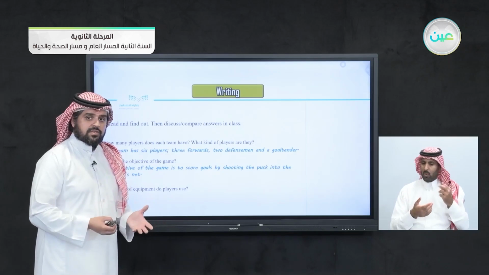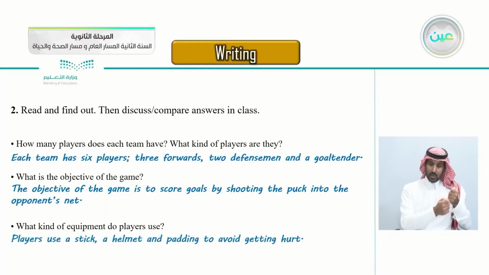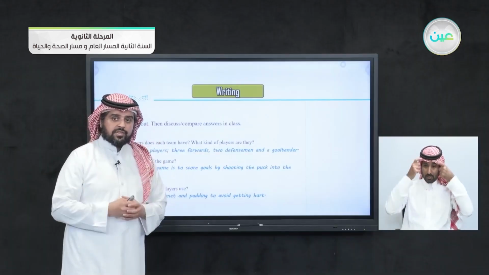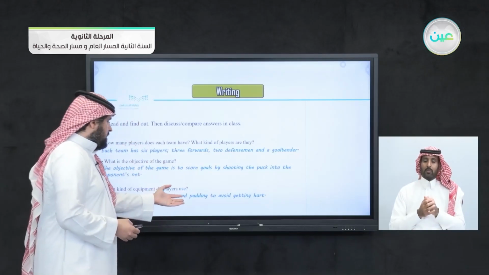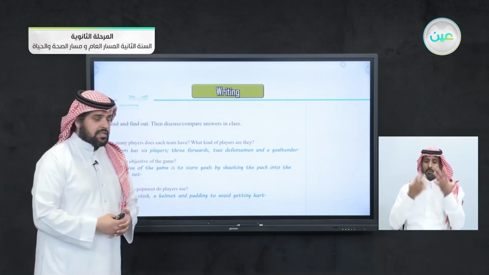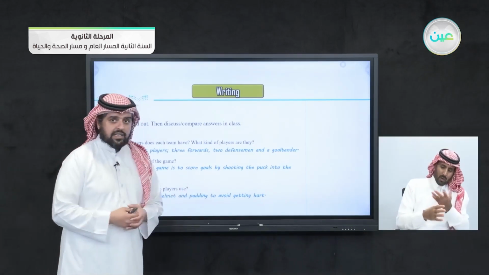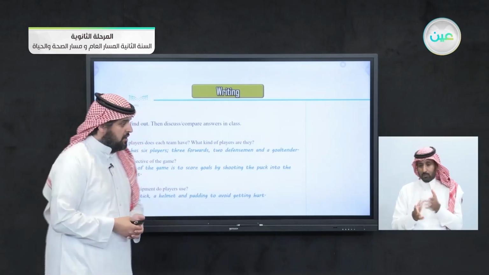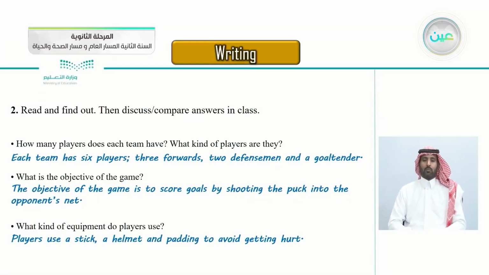So what do they use? I think this is an easy one. Players use a stick, a helmet, and padding to avoid getting hurt. So they use the stick, of course, to move the puck, a helmet for protection, and also they use padding on their arms and maybe the entire body. Why? To avoid getting hurt, because maybe they will be hitting each other all the time. So stick, helmet, and padding to avoid getting hurt.